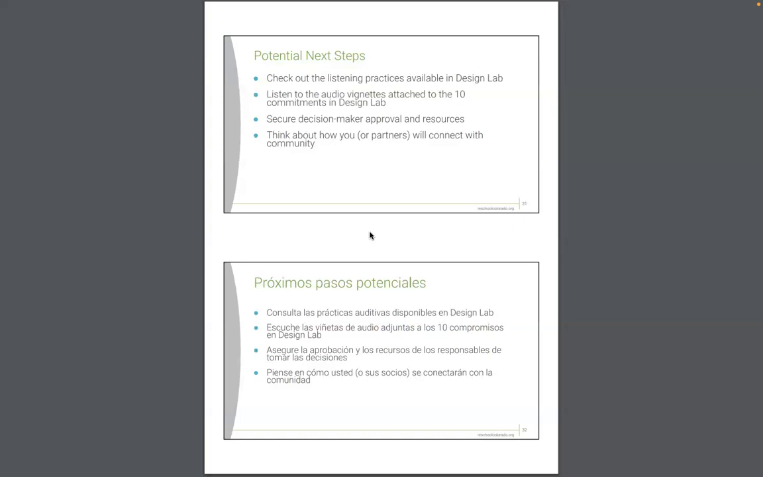I mentioned briefly in that last tip that there are 10 commitments in Design Lab that set the guardrails for working within. And we encourage you to listen to the audio vignettes on those 10 commitments. Before you engage community in listening, it's very important to make sure that whoever the decision maker is is on board, and that there are some resources to engage in this process. And then to start thinking about how you or partners will connect with community.